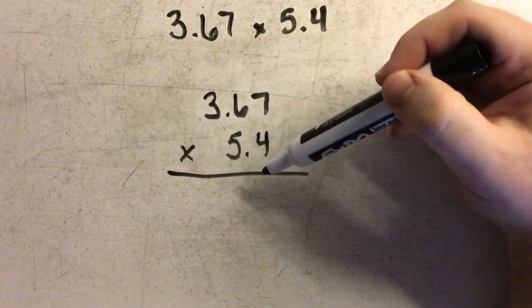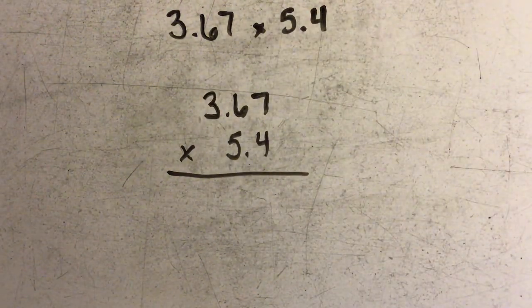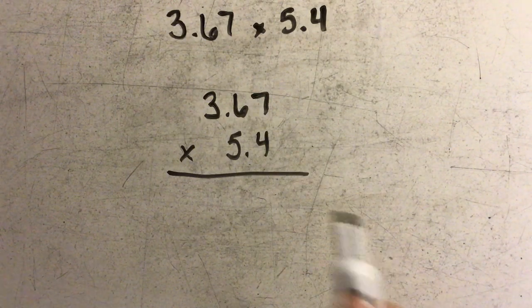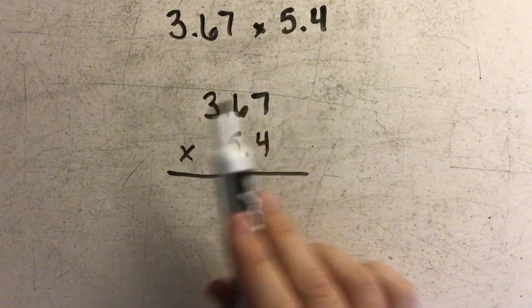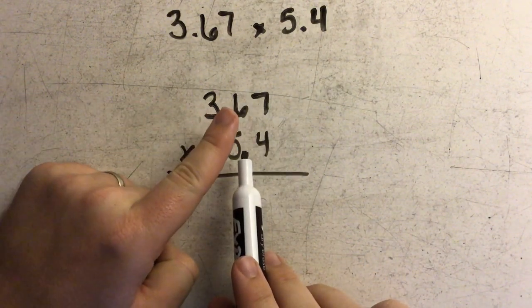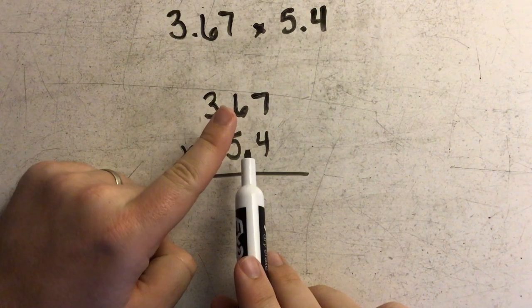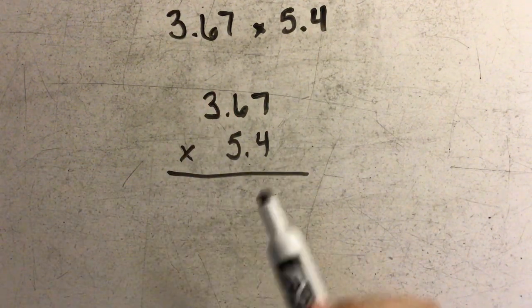I'm going to put 3 and 67 hundredths times 5 and 4/10. And you'll notice I didn't line my decimal points up like we did when we had to add and subtract decimals. It doesn't actually matter that they are lined up because, again, we're going to ignore them and pretend like they're not even there. So if I were to just cover those up, it looks like 367 times 54. And I'm going to multiply it accordingly.